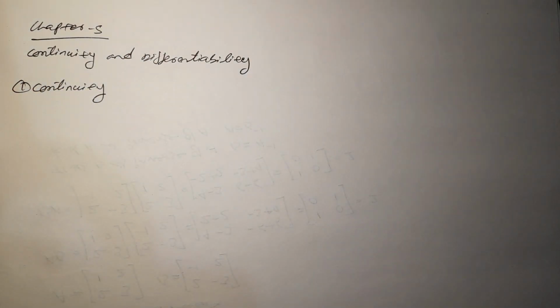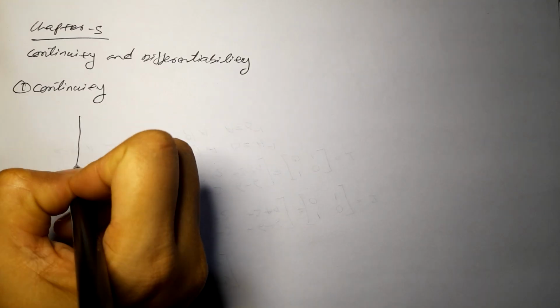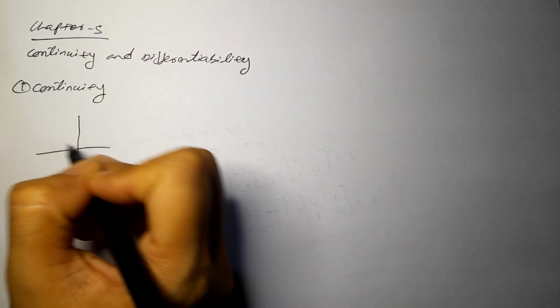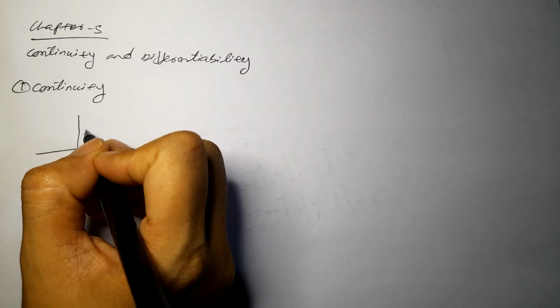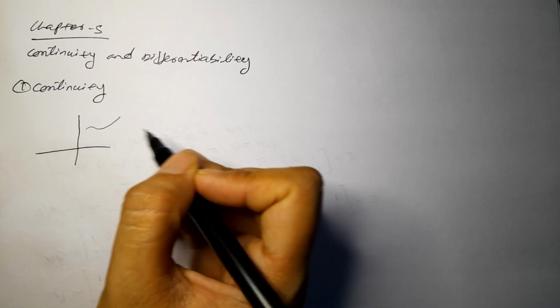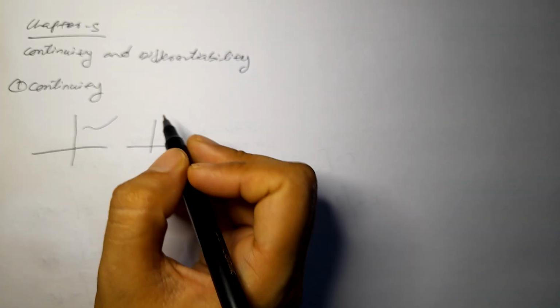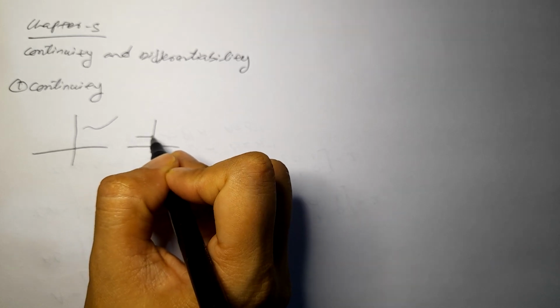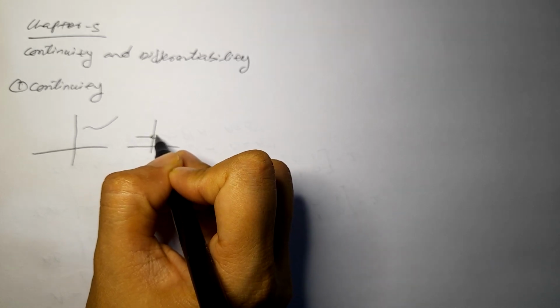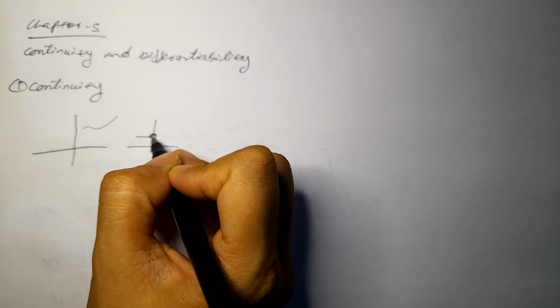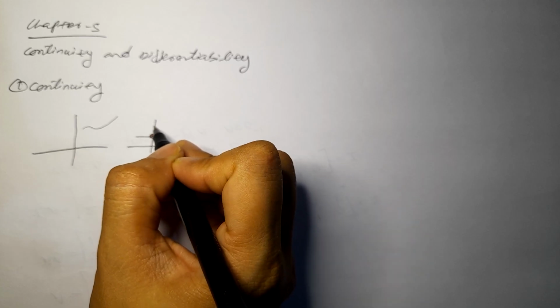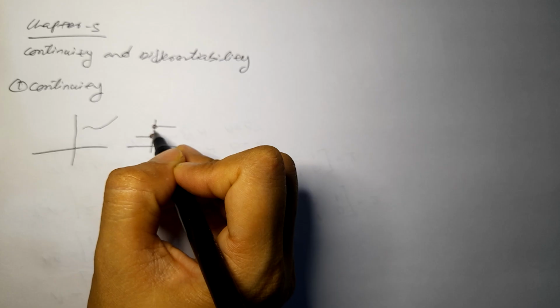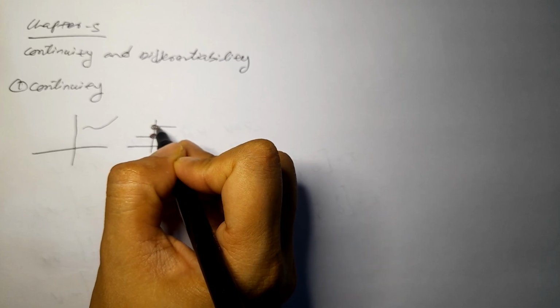When a function is continuous, that is called the continuity of the function. Whenever we plot the graph, if we draw the graph without lifting the pen in this way, that will be continuous. If there is a break, then this is discontinuous.